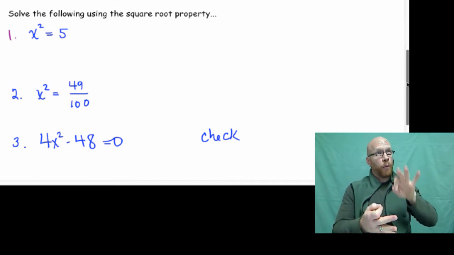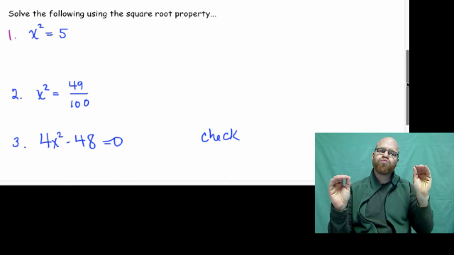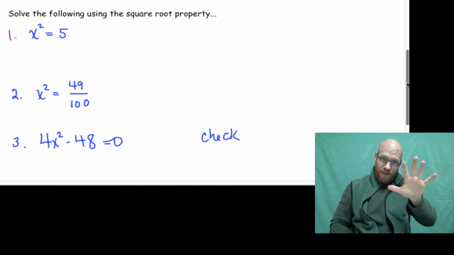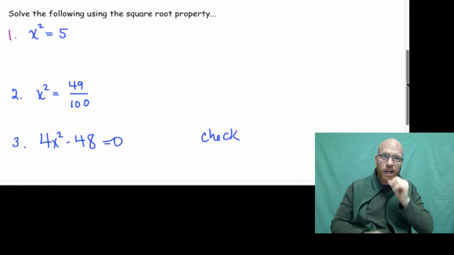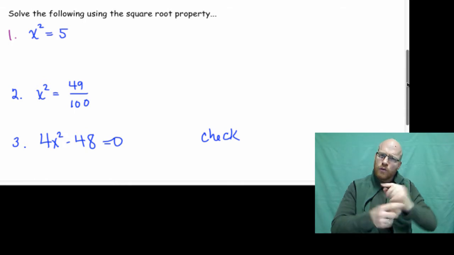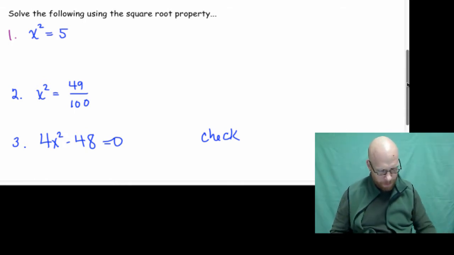Now, 5 is not a perfect square, nor can you simplify it. So you leave it as the square root of 5. Remember, the square root of 5 is a number. It's not some strange number from a different planet, some alien number. It's an actual, real value, a real number.